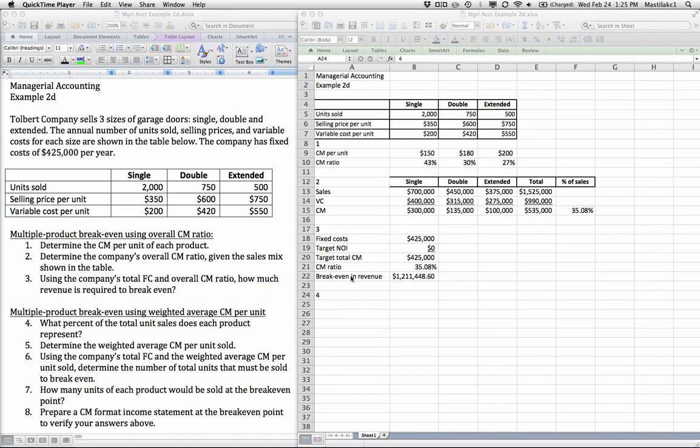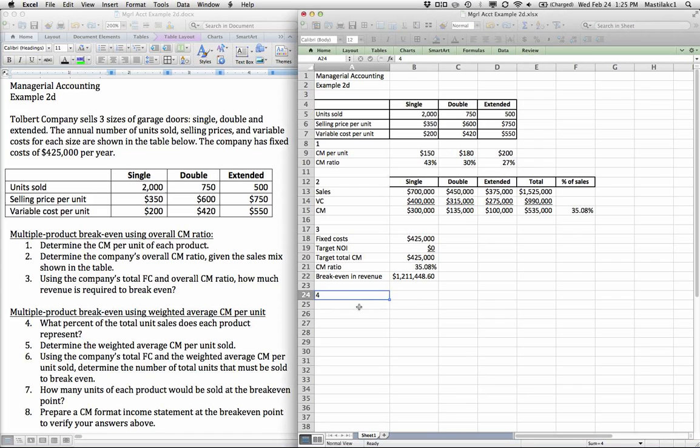Continuing example 2D. In the second video, we're going to look at using the weighted average contribution margin per unit approach. Now this would make sense in a setting like we have here with our example, where we only have a few different units and it's not overwhelming to think about the multiple different units that you have to sell. So if you're in a setting like this, it can make sense to think about a weighted average contribution per unit. Let's go ahead and look at these requirements.